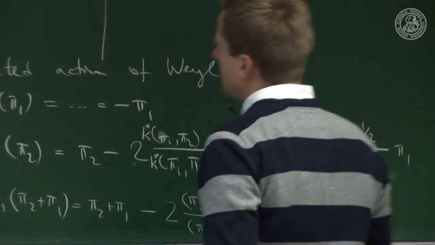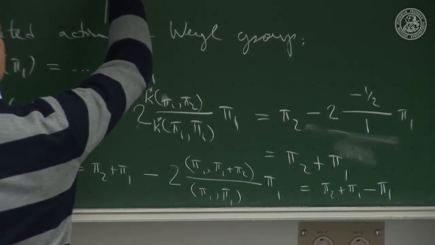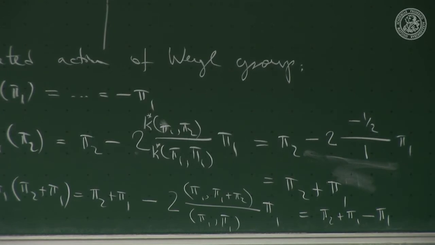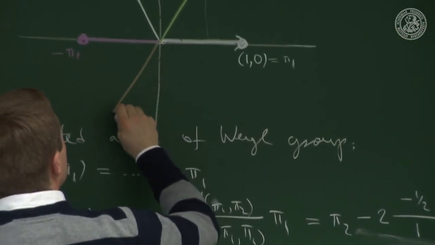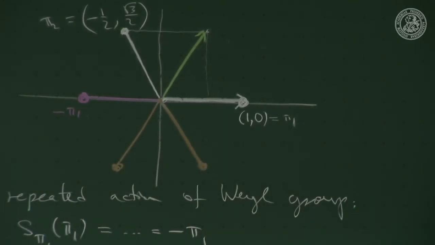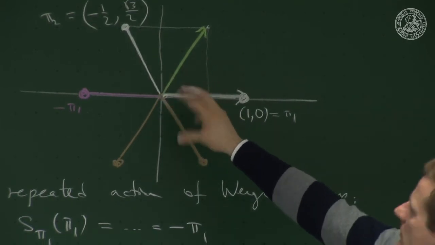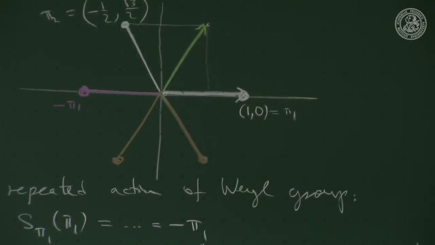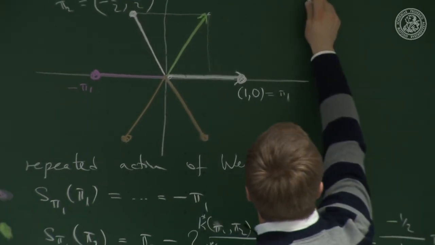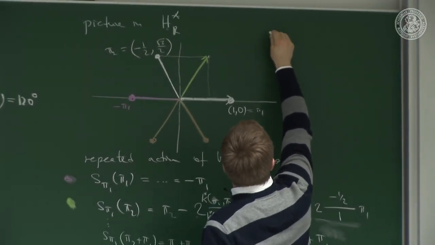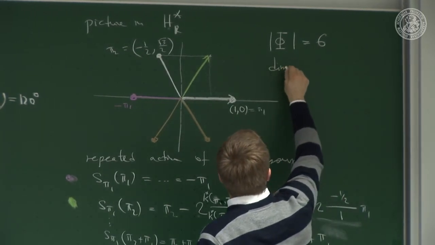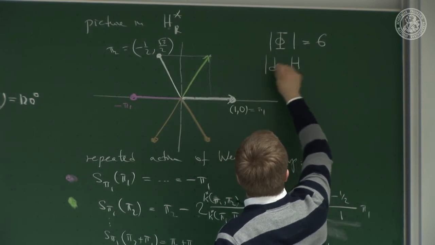So this one gets you here. Then you have to act with this on that and so on. Anyway, what you get if you do repeated actions here, I don't want to go through it in detail, is 2 more roots. You get this one and you get that one. And any further action of the Weyl group will only permute these roots amongst each other. So what do we have? We have a root space of size 6, and we have a dimension of h, which is 2.